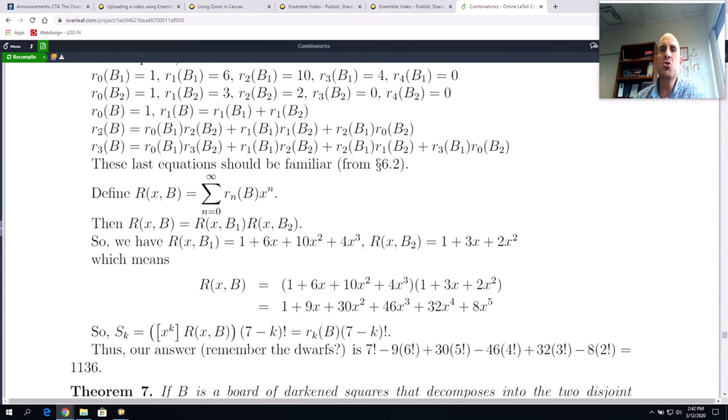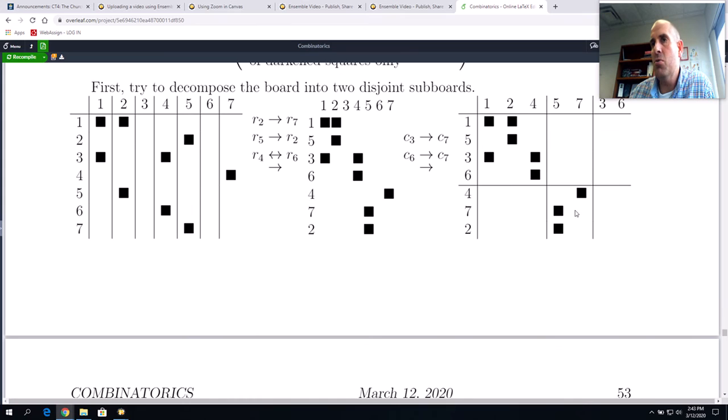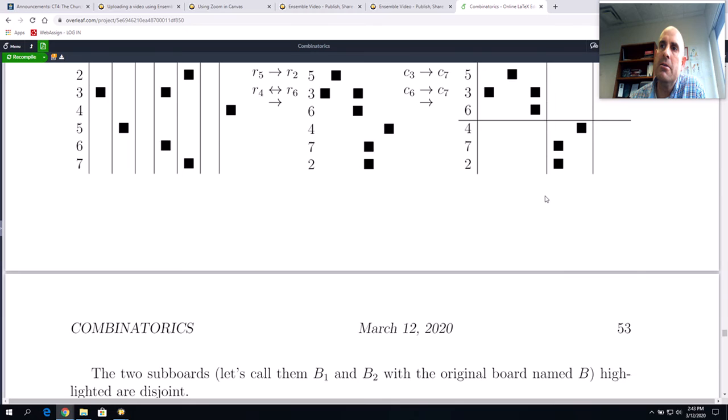Okay, so what about R2 of B? Well, then we start to have an idea. We say to ourselves, if I want to place two rooks on B, then I basically need to put zero rooks on board one and two rooks on board two, or one rook on board one and one rook on board two, or two rooks on board one and zero rooks on board two. That's the only way you could pull this off. So what we're saying is, if you want to put two rooks on this entire board, then either you put zero here and two here, or one on each of these, or two here and zero here, in a non-capturing way. So that's where you get this formula.